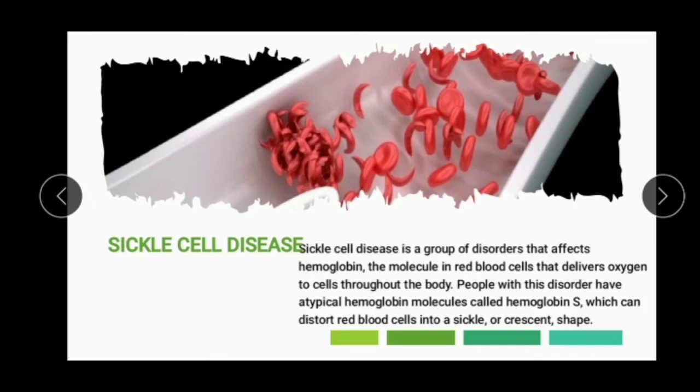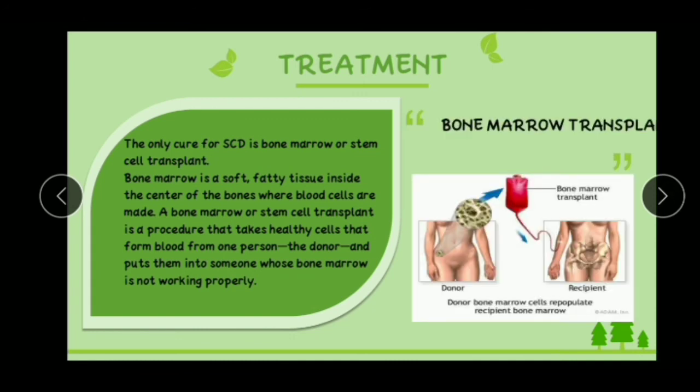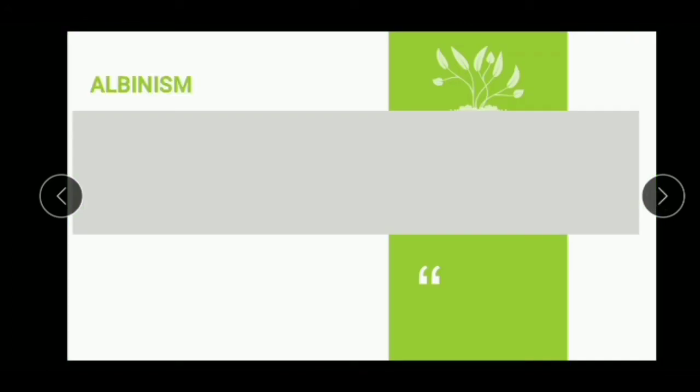Fourth, sickle cell disease. Sickle cell disease is a group of disorders that affects hemoglobin, the molecules in red blood cells that delivers oxygen to cells throughout the body. People with this disorder have atypical hemoglobin molecules called hemoglobin S, which can disperse red blood cells into a sickle or crescent shape. Treatment. The only cure for SCD is bone marrow or stem cell transplant. Bone marrow is a soft, fatty tissue inside the center of the bones where blood cells are made. A bone marrow or stem cell transplant is a procedure that takes healthy cells that form blood from one person, the donor, and puts them into someone whose bone marrow is not working properly. And this is the bone marrow transplant, which is the donor and the recipient.